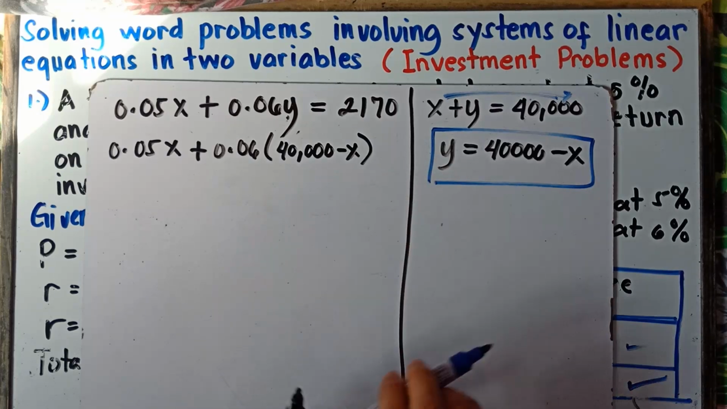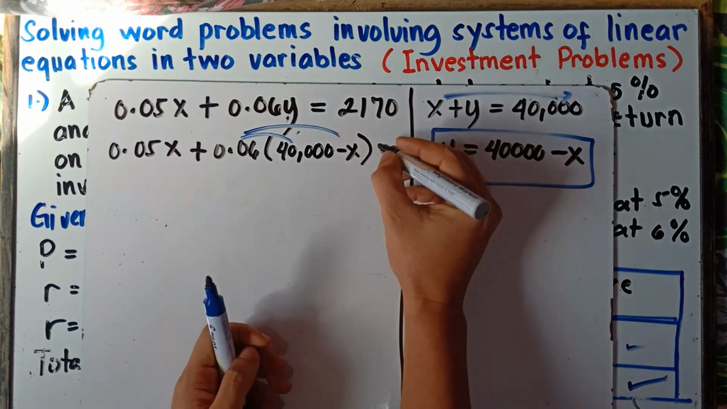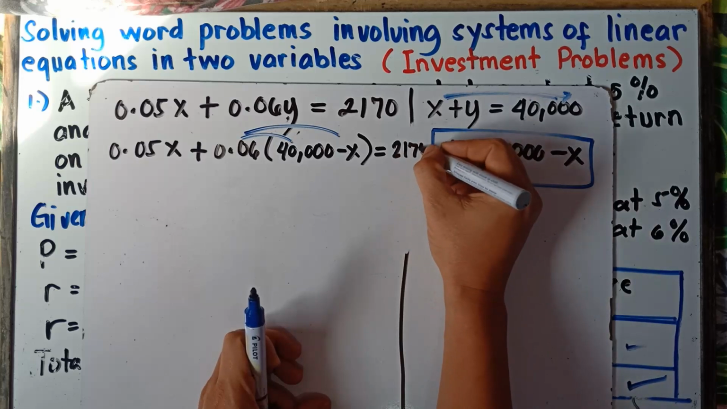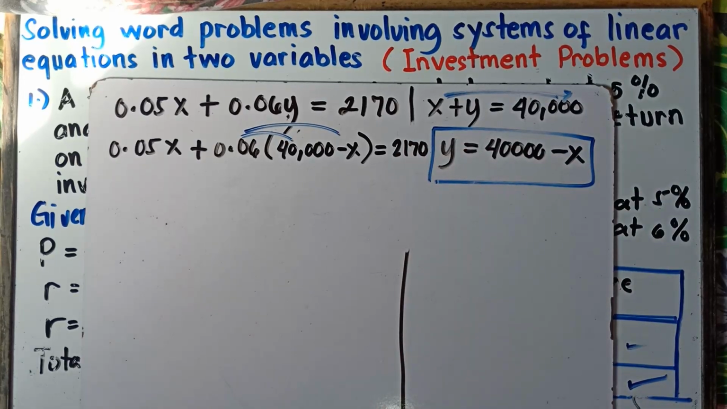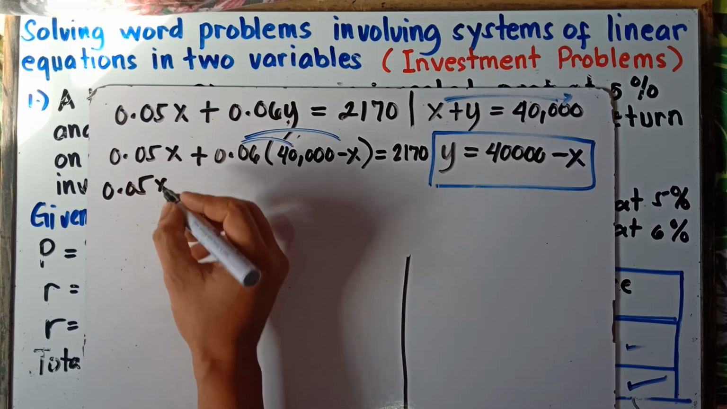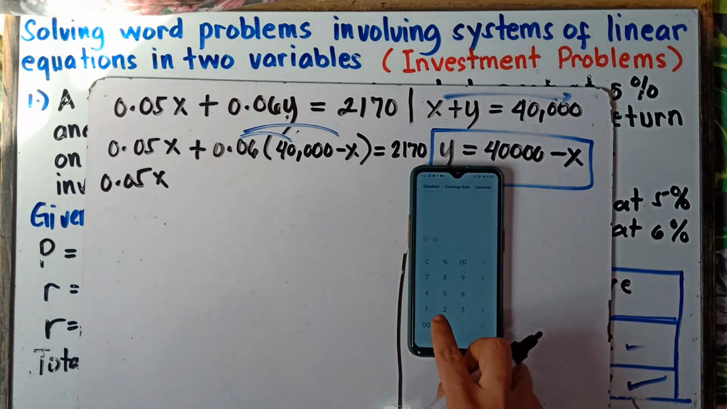We need to apply distributive property. We need to distribute this one, class. Copy equal sign and then copy 2,170 pesos. And then simplify this one. So copy 0.05x and then multiply this one, 0.06.